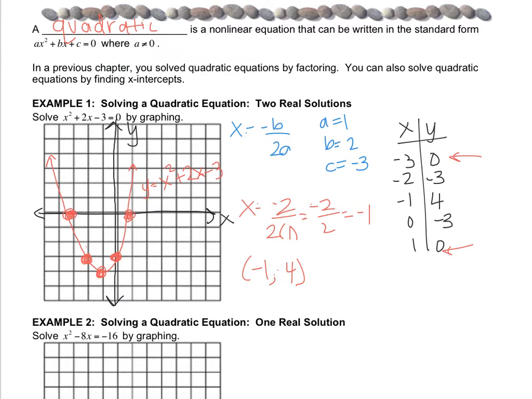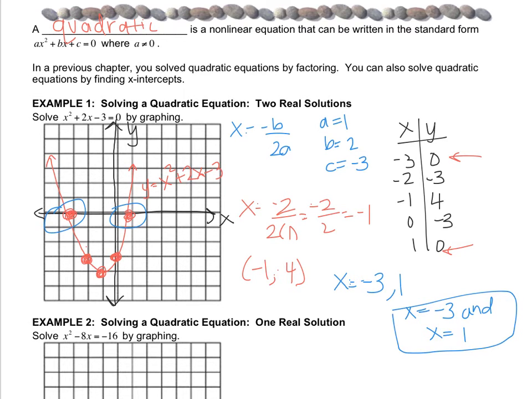Now the last thing that we have to do is actually answer the question. It wanted to know what are the values for x. We actually have to say that these would be the values of x. So we write x equals negative 3 and 1. You can write negative 3 comma 1, or you can write x equals negative 3 and x equals 1. It doesn't matter. Either way is fine. But those are the two values. That's the actual answer to the question, not the graph.